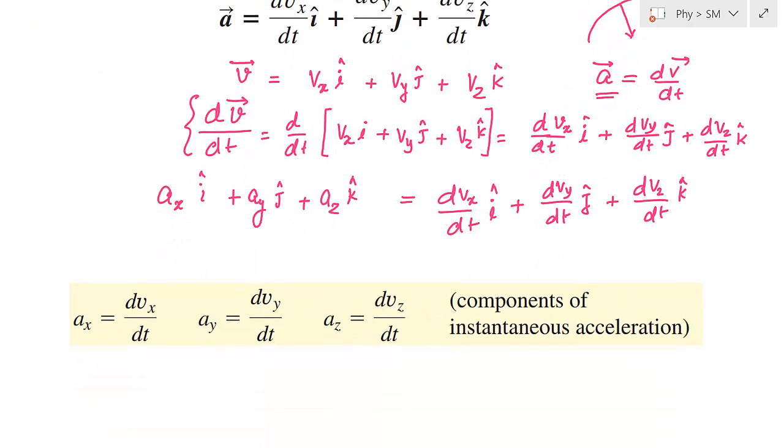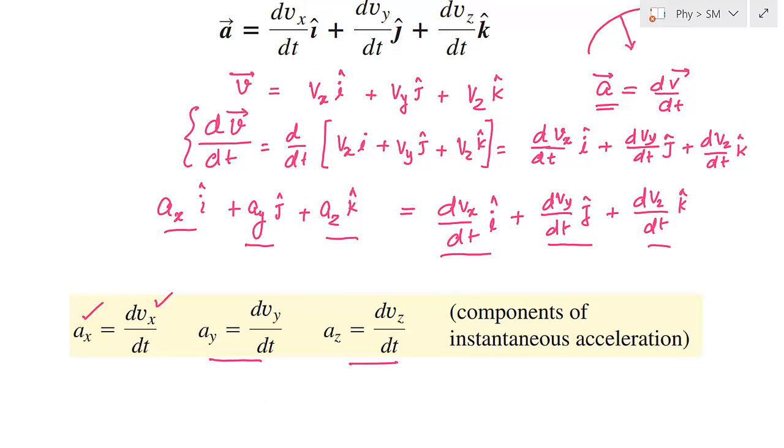Now we can equate i cap this side and i cap this side. So this is ax and this is dvx over dt. Similarly I can equate ay and az, and then in that case I will get these three different expressions. So this basically says how we can calculate three components of acceleration, that is ax, ay and az. Simply I have to differentiate the x component of velocity vector, y component of velocity vector and z component of velocity vector. So if I want to calculate the component of acceleration, I have to differentiate the component of velocity vector.